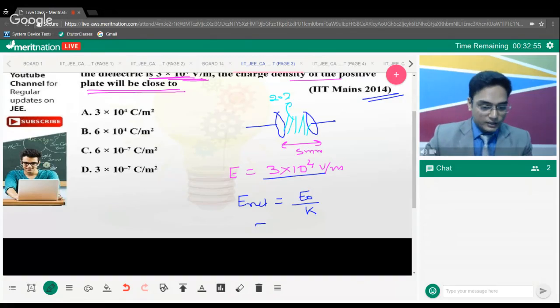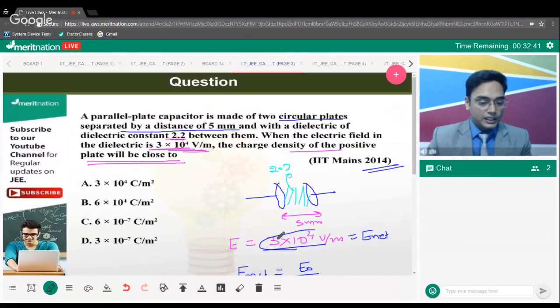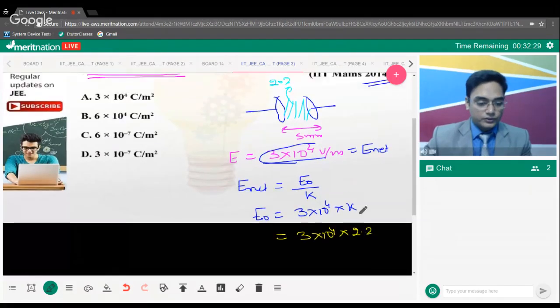So we can say that E naught is equal to E net. E net is how much? This is E net. So this is equal to 3 into 10 to the power 4 into K. And what is the value of K? K is the given dielectric constant, and here the dielectric constant is 2.2. So we can say this is equal to 3 into 10 to the power 4 into 2.2. So this is E naught, fine.